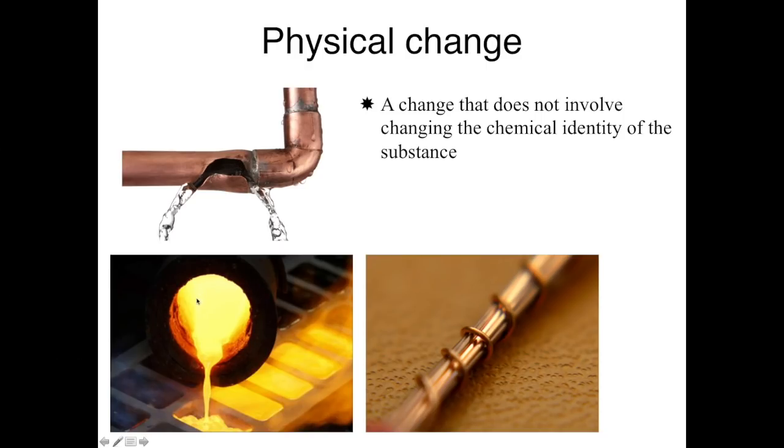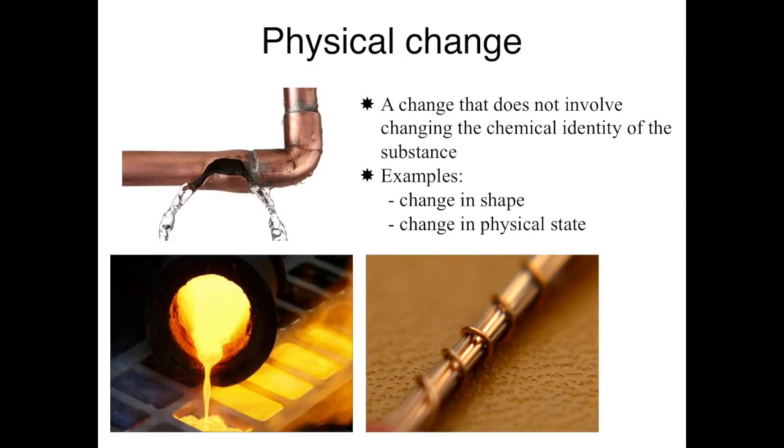Some more examples here. If you take that copper and you melt it down, so from a solid down into a liquid, it has changed state, but it is still copper. Therefore, that is a physical change. And if you take that liquid copper and reshape it and reform it into copper wires, solids here, you again have changed its state, but not its identity, so that is a physical change.